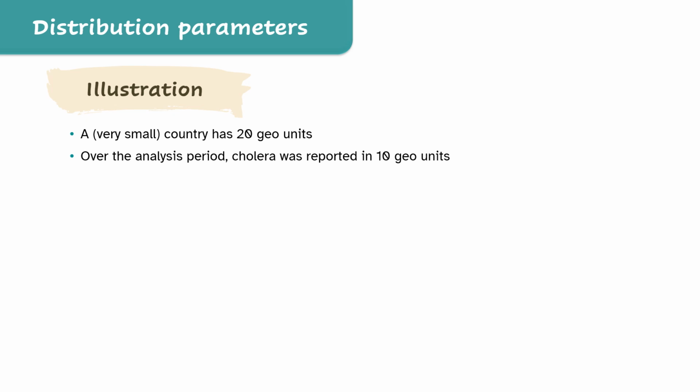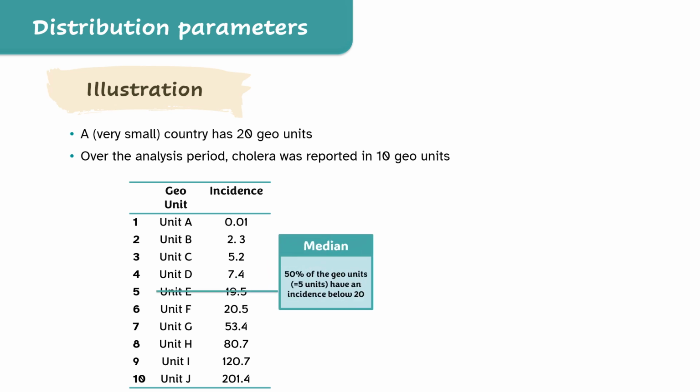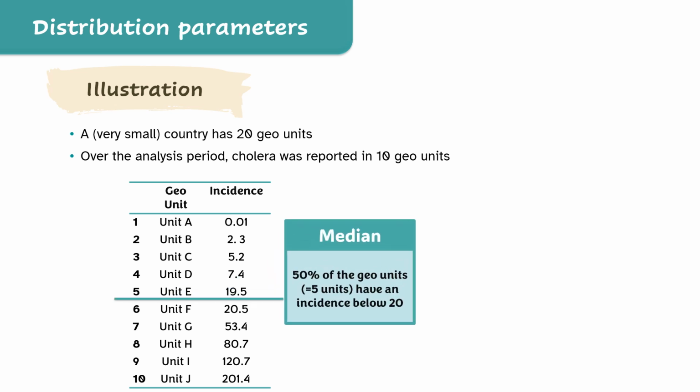The cholera incidence rate in these geographic units is displayed in the table. The distribution parameters are determined with the 10 geographic units where cases were reported, leaving aside the 10 geographic units without cases. What is the median? In half of the geographic units, that is 5 geographic units, the incidence is below the median. Therefore, the median is 20.